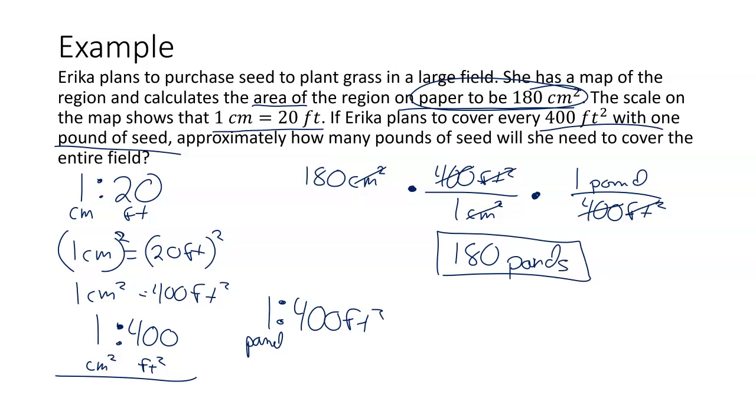From centimeters and feet to centimeters squared and feet squared, centimeters squared to feet squared, and then area to weight, or volume. Okay? So that's it. We didn't really have to do anything except for this right here, that's the only calculation we did. Everything else was canceled out. Did one math step. Everything else was just writing out the units.